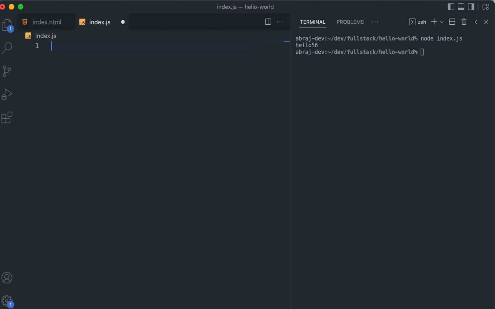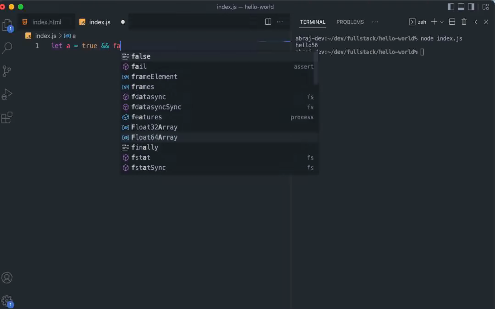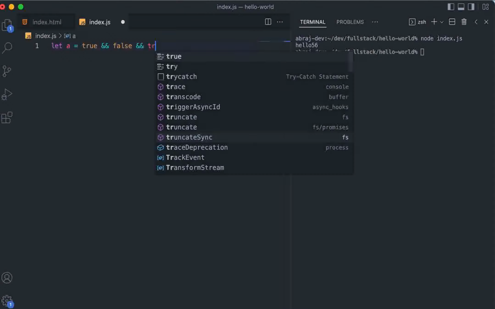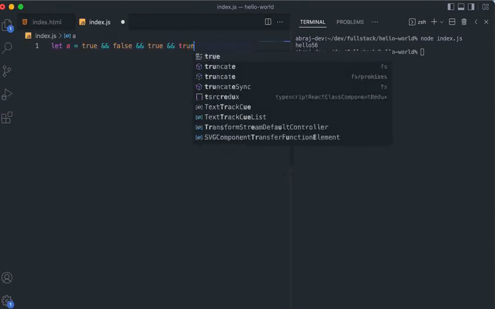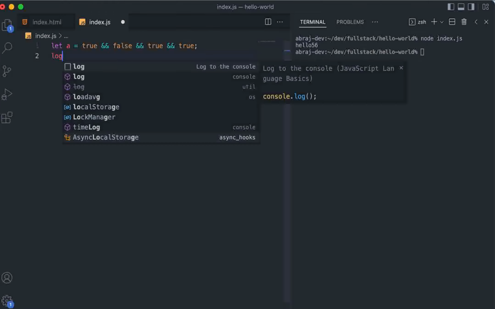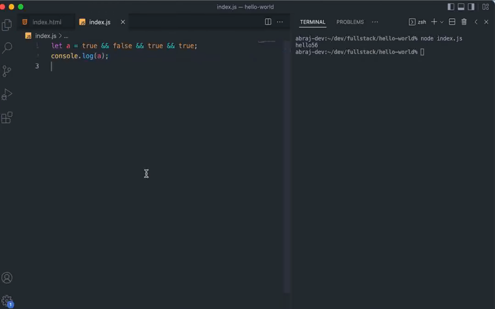Let's see, I have a value something like let A is equal to true and false and true, whatever, something like this. Then if I print this, obviously the answer will be false, because in order for everything to be truthy, all the components have to be truthy, and I see false here. But actually, you see what has happened.